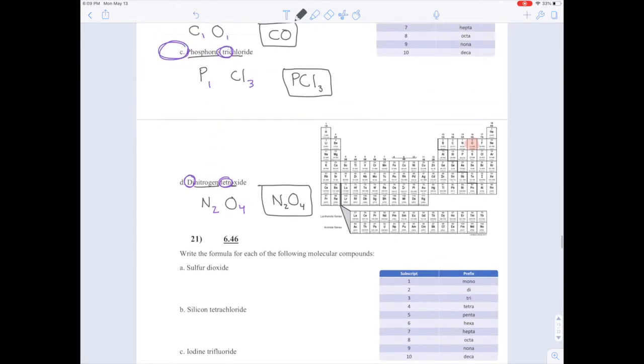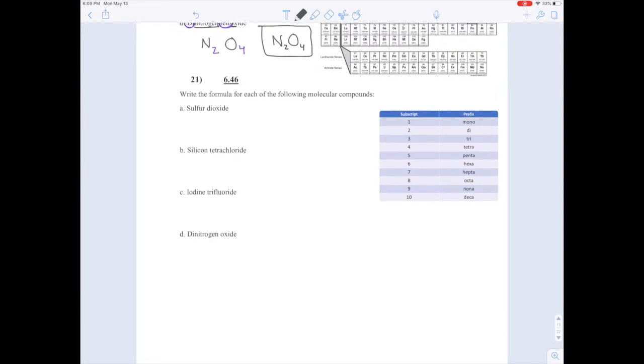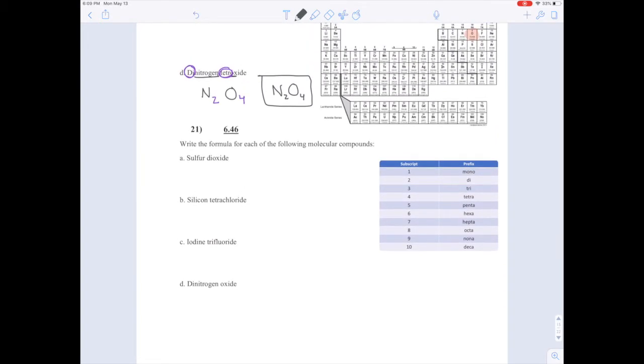Exercise 20, or that's exercise 20. Exercise 21 is really the same sort of thing. So let's round that off. We're looking for the formula of a molecular compound. Molecular or covalent compounds use these prefixes to tell you about the subscripts after each element in the formula.